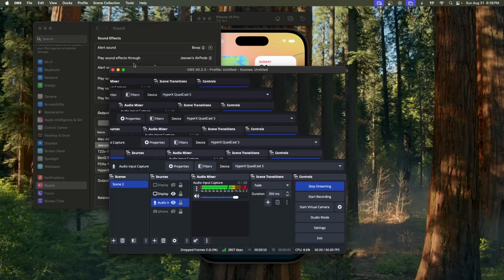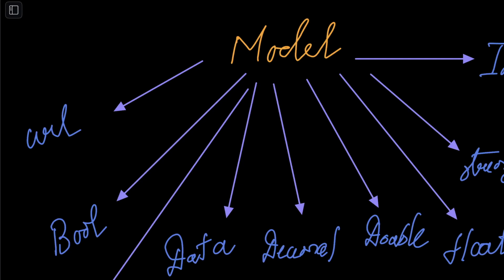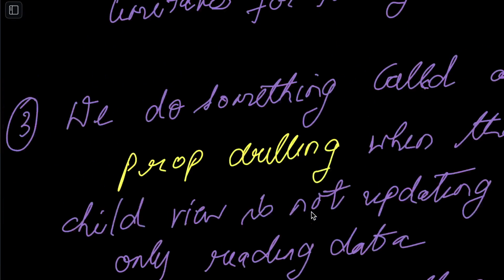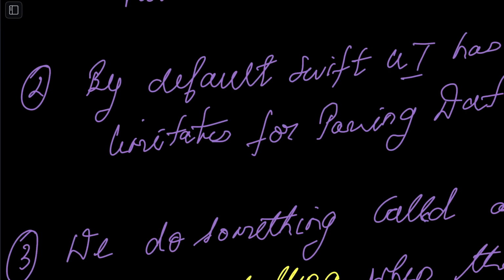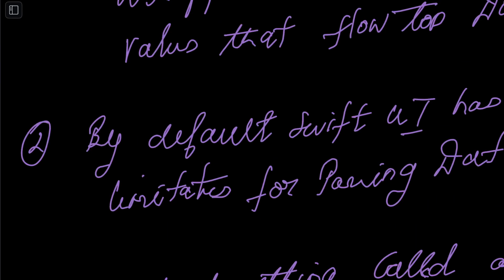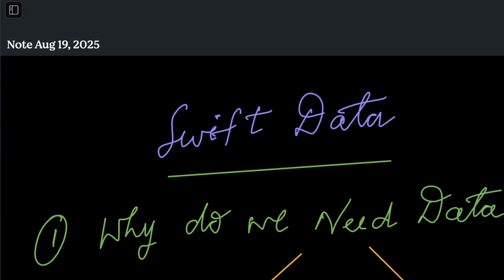So continuing on our journey, today we would be learning about Swift Data. Basically, first we'll try to understand what data is. Data is one of the important features, right?